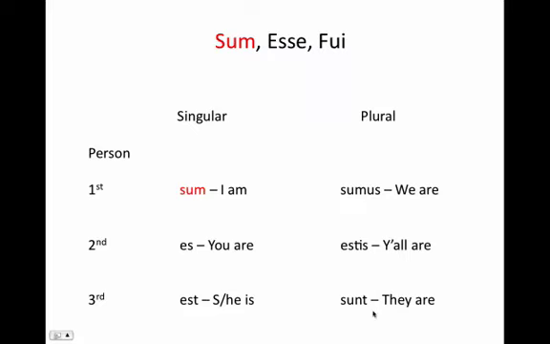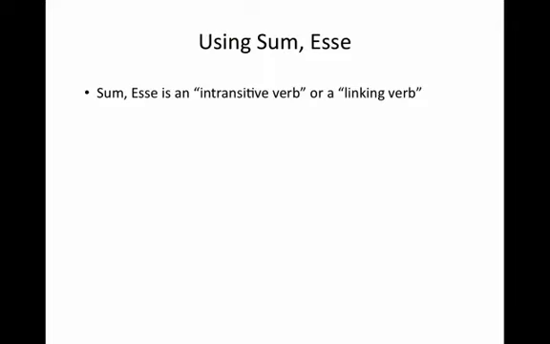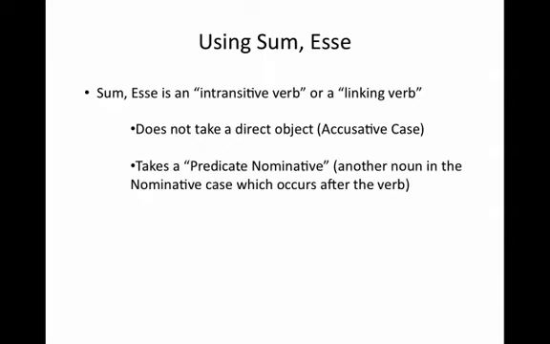Now that we've seen how the verb is formed, and remember, you need to memorize this, let's talk about how the verb sum esse is used, because sum esse is a little different than other verbs. Sum esse is an intransitive or a linking verb. All our other verbs were action verbs, and they took a direct object. Sum esse will not take a direct object. It will never take an accusative. Instead, sum esse takes another nominative called a predicate nominative. And a predicate nominative occurs when you have another noun in the nominative case that happens after the verb to be in a sentence.